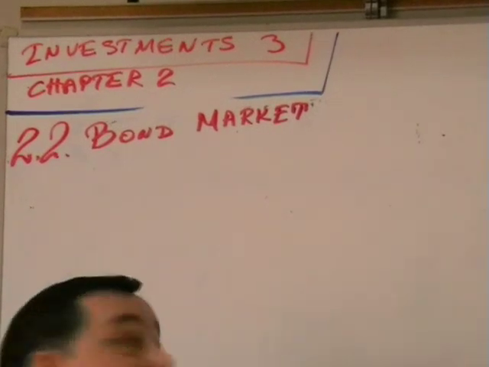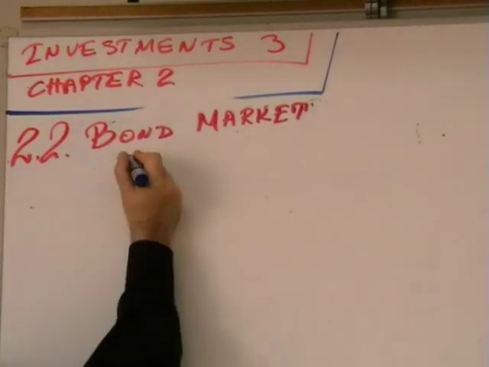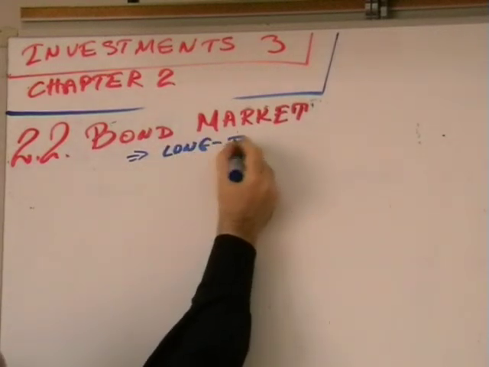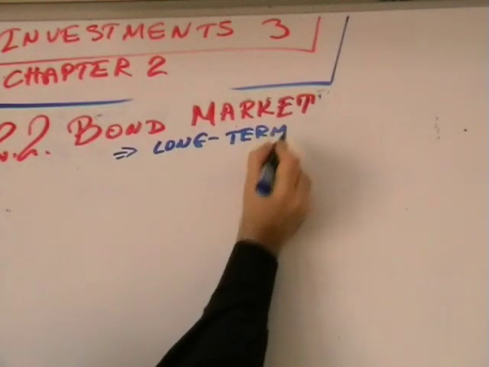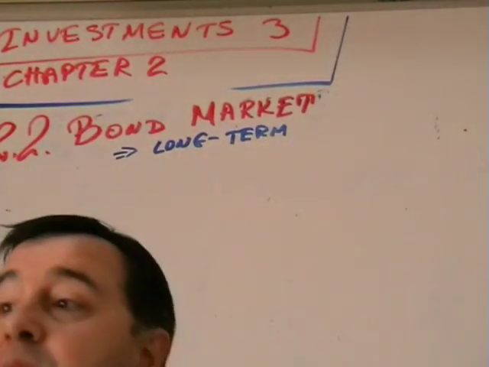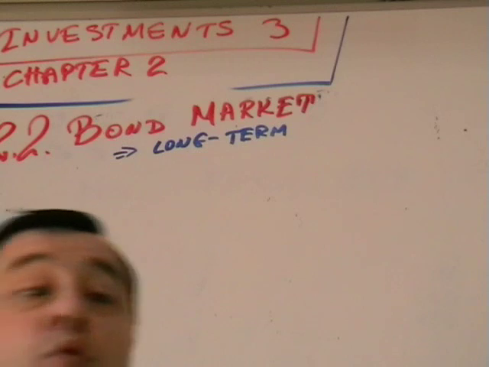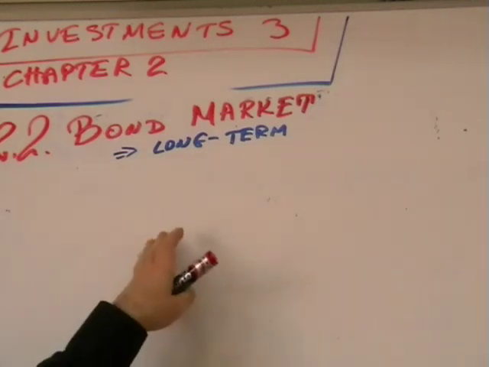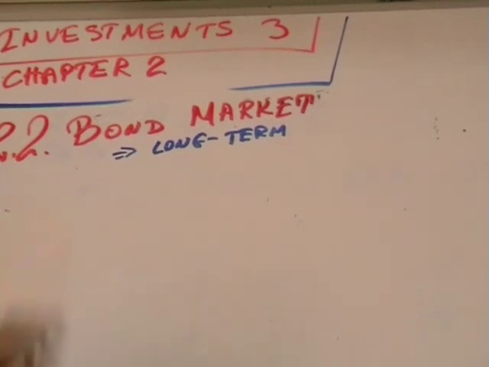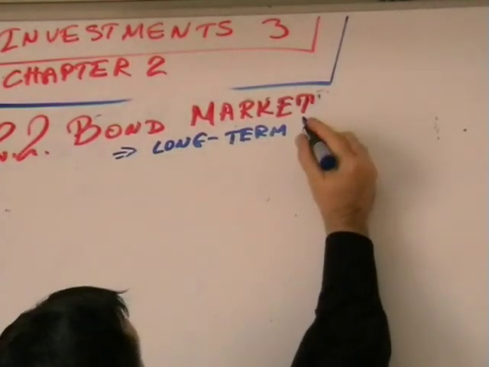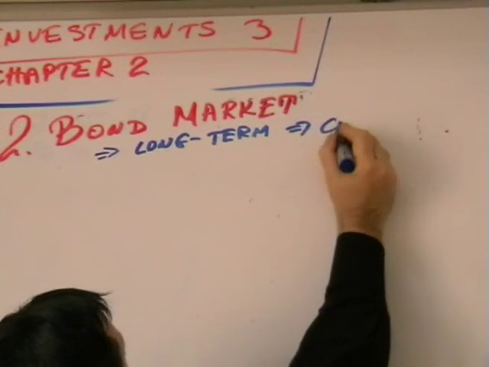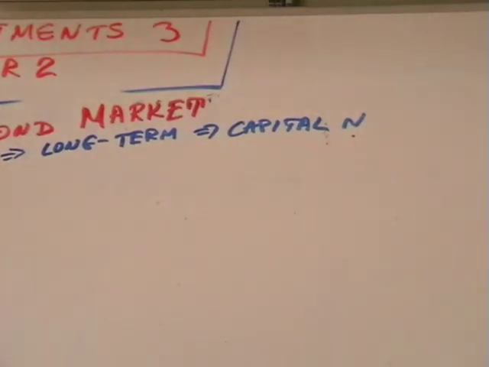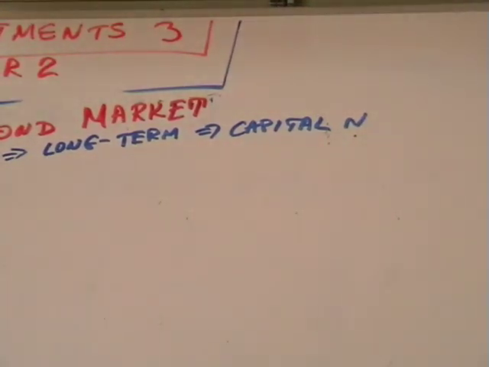Usually the bond market is associated, number one, with long term, defined as maturity of over 1 year. What if it's short term? The answer is you're in the world of money market instruments. These we call long term, and these are also known as capital markets, and respectively capital market instruments.